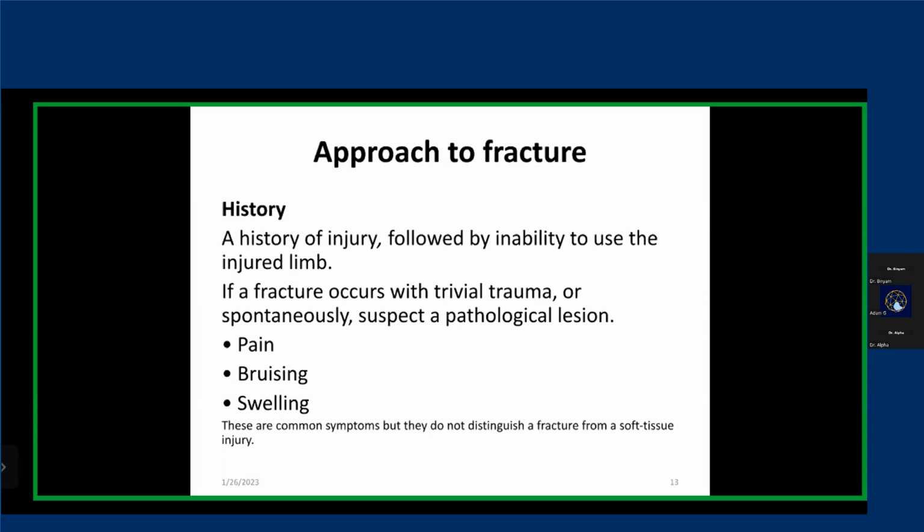Children are not going to tell us if they have pain, but we need to ask when it was, what the circumstances were, if it was observed. All these things are very important.